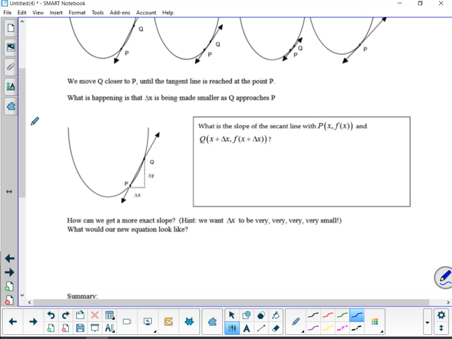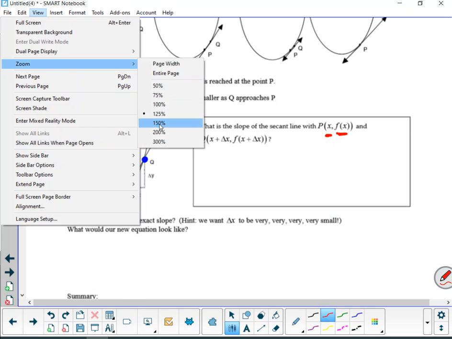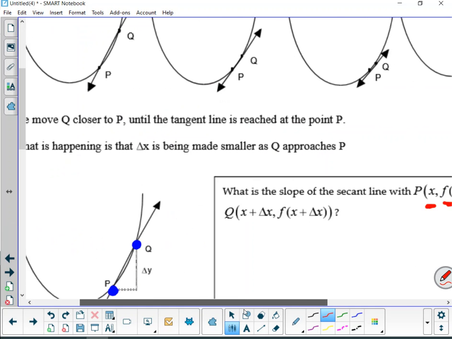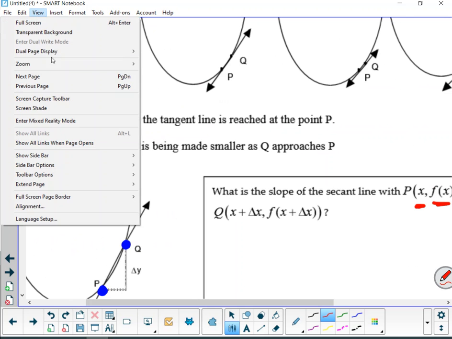We're going to take our curve, and our curve has 2 points on it, point P and point Q. The name of our curve is f of x. So if point P has x for its x coordinate, I can write its y coordinate as f of x. That's just a way to write the coordinates of point P. Make this a lot bigger. There we go. Oops, maybe a little smaller than that.